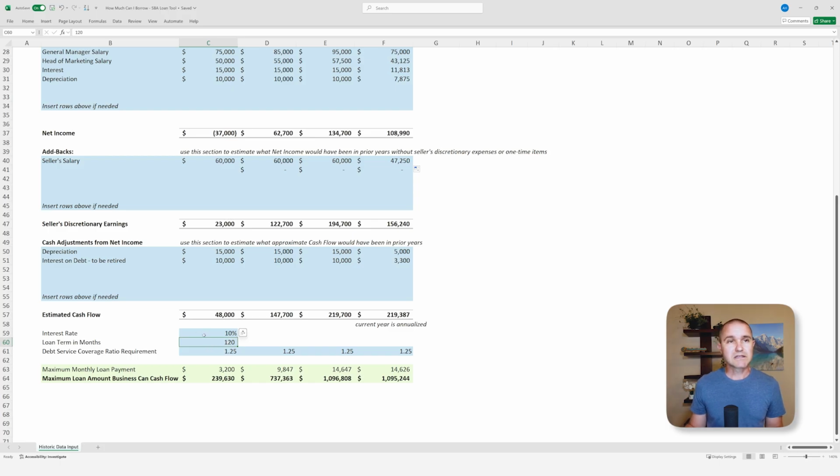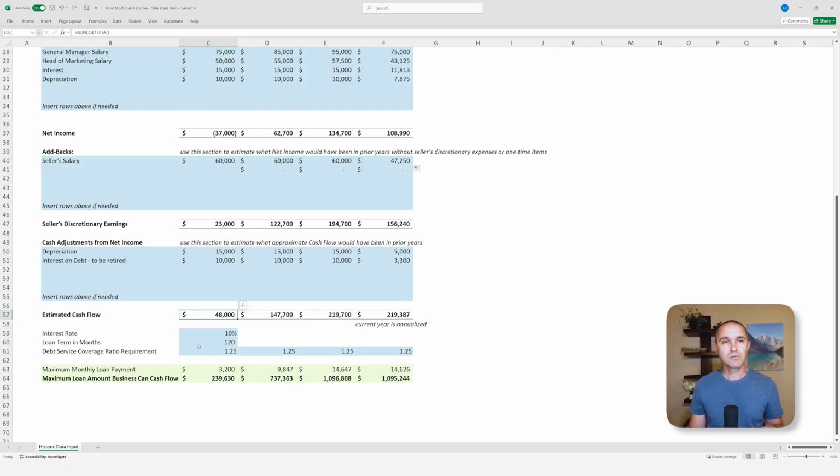So we set those assumptions, and then we can set an assumption of what the debt service coverage ratio requirement is. Every lender is going to have a slightly different debt service coverage ratio requirement. And what this means, if it says 1.25, is that you have $1.25 of estimated cash flow for every dollar of annual debt service.